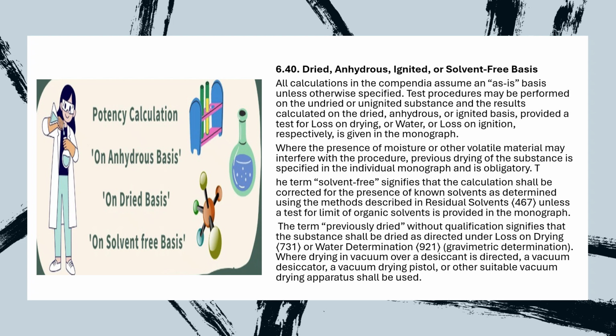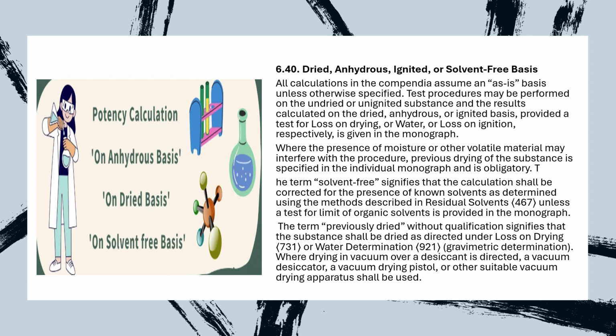So for example, if you are performing the assay test, then first you will calculate the result on as-is basis, and if the material or product has a test such as LOD, water content, or loss on ignition, then based on that you need to calculate the result on anhydrous basis with respect to the water content test, and on dried basis assay calculation with respect to the loss on drying test, right?